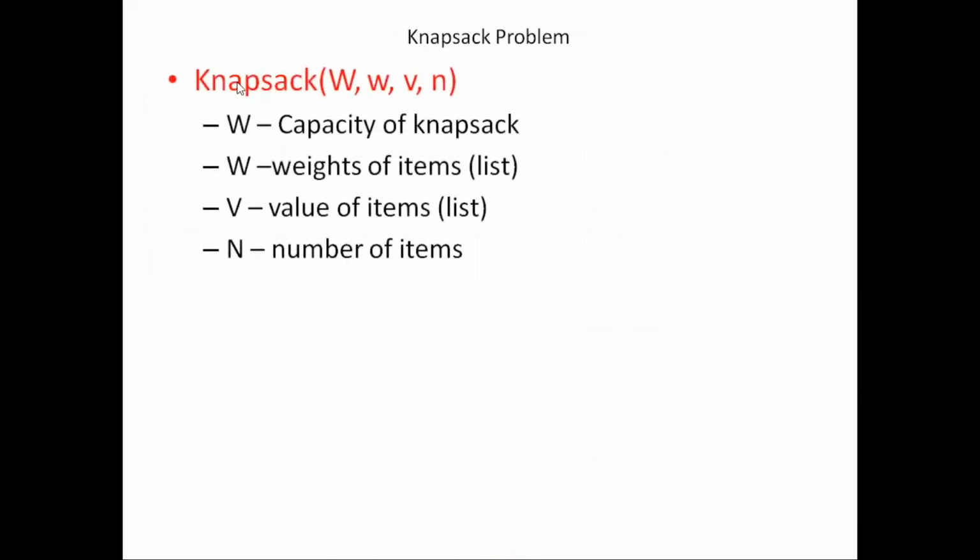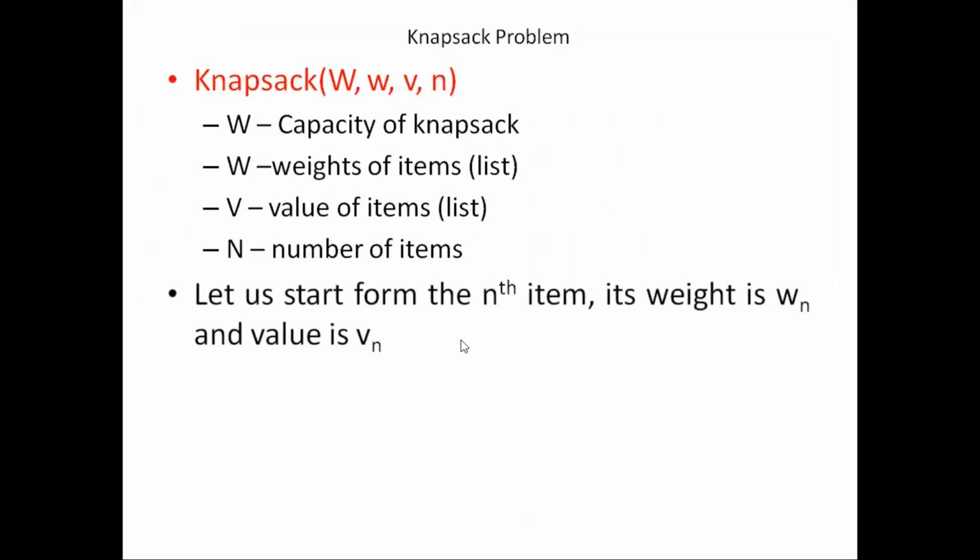To solve this problem, we will write a function knapsack, and it will take 4 parameters. One is the capacity of the bag, capital W, list of weights of the items, small w, values of the items, V, and number of items, N. This is how we will write our function. To solve this problem, we will go step by step. That is, we will take one item and decide whether to keep it in the bag or leave it. So let us start with the nth item. Its weight is Wn and its value is Vn.